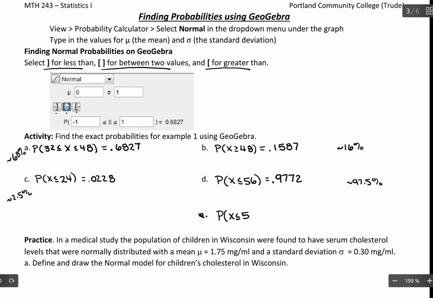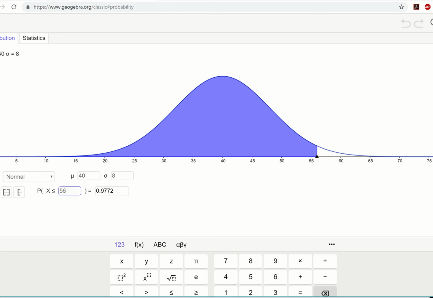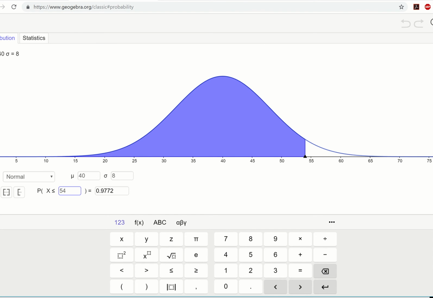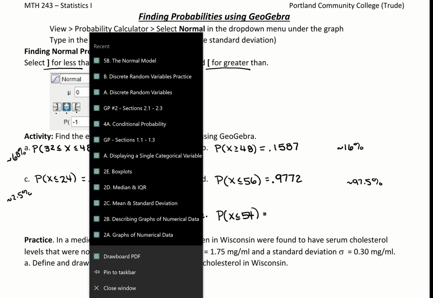And now what we can do is that part E, where it asked about the probability of being less than or equal to 54. Now that's very easy to accomplish. We just go to Geogebra and type in 54, and it can find anything. 0.9599 is that probability.